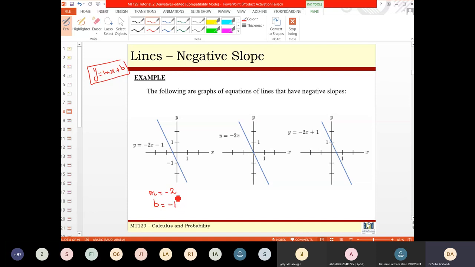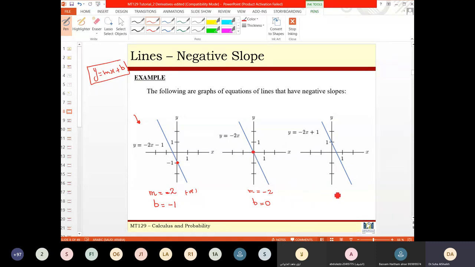Minus 1. Yeah. So the cutting of the y is at minus 1. And the line is falling, because the slope is negative, so my line is falling. Check the other line, line 2. What's the m here? It's minus 2, yeah. And what's the b? It's 0. I'm cutting the y at 0.